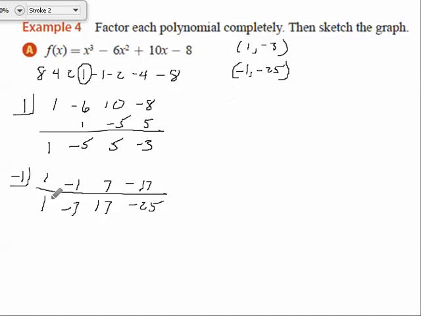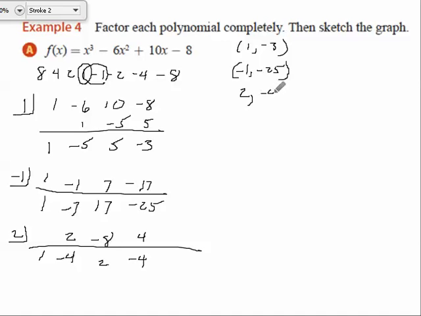Still haven't found a factor yet, so I'm going to keep going here. I'm going to use 2. Bring the 1 down. 1 times 2 is 2. That gives me a -4. That's a -8. That gives me a 2. 2 times 2 is 4. And -4 gives me a -4. Found another point: 2, -4. But I still haven't found a root yet, have I?